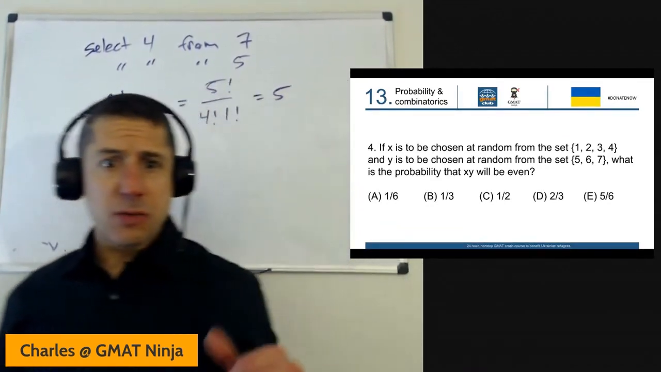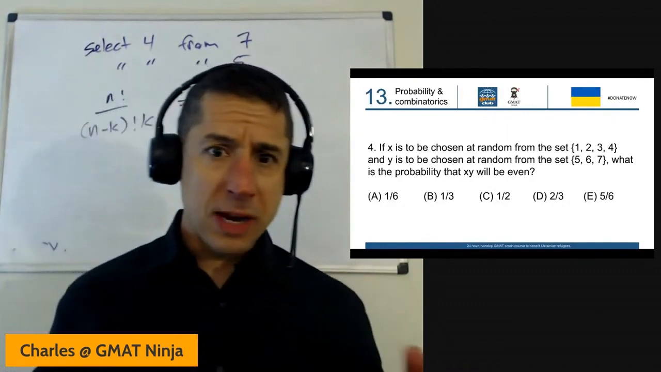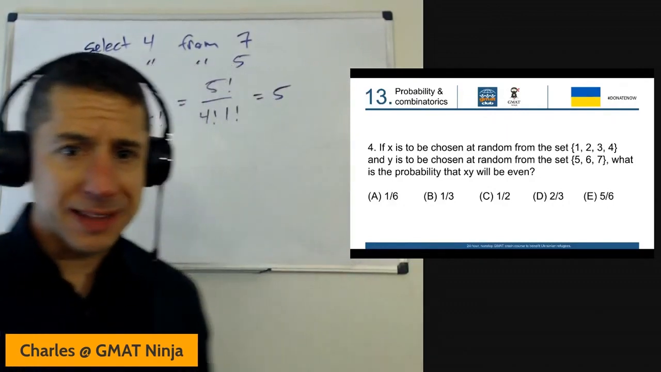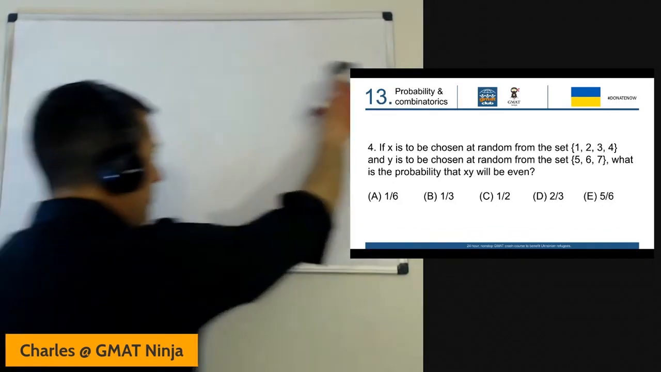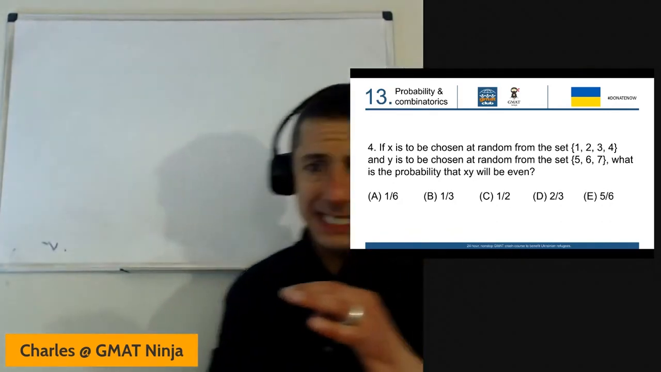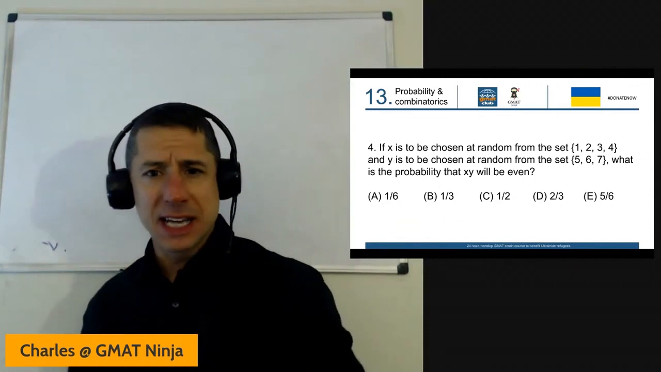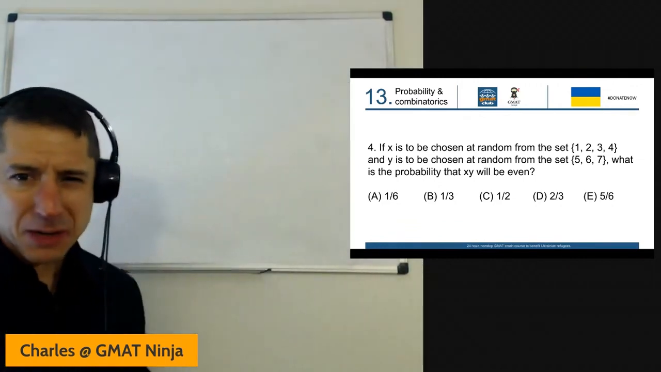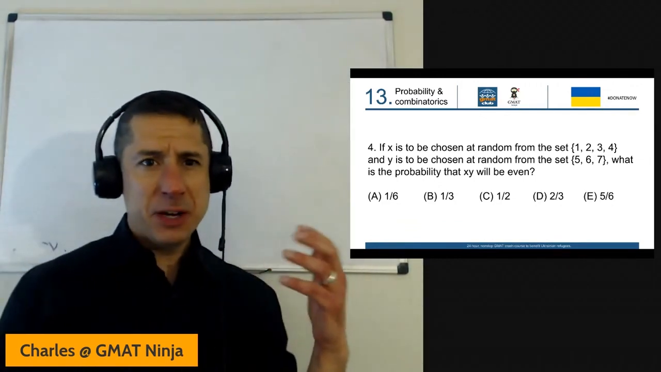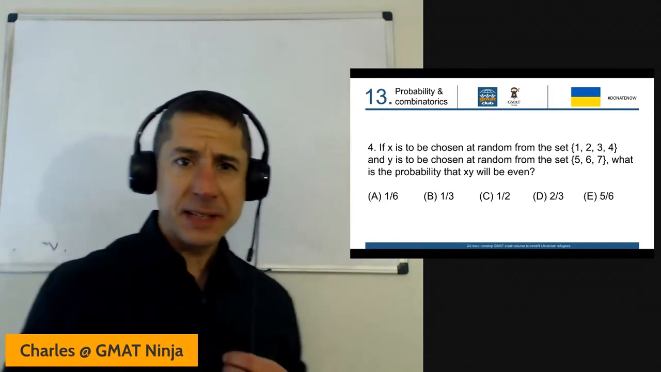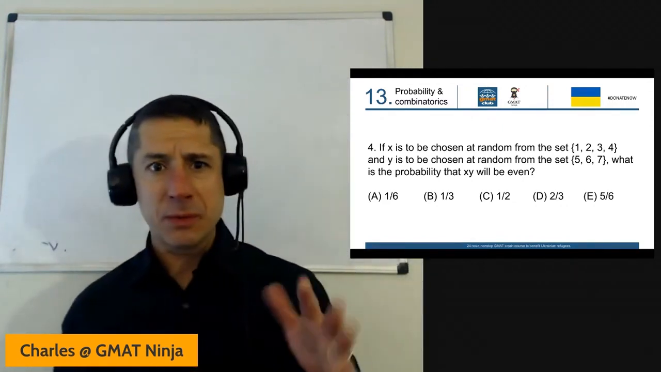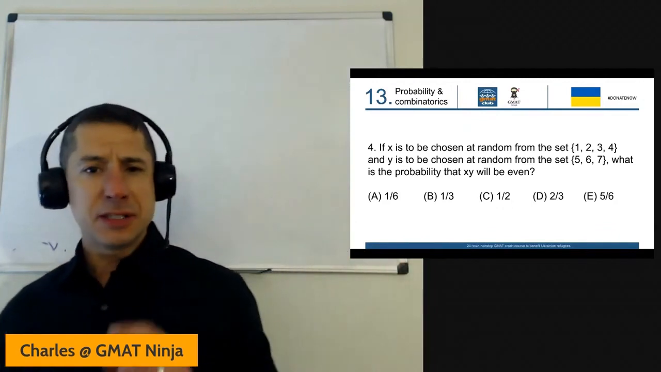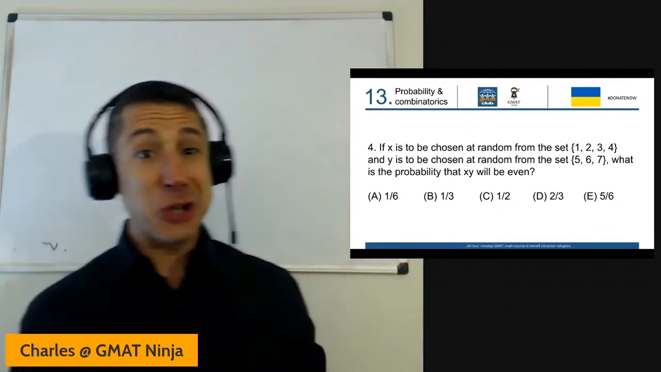Okay, if X is to be chosen at random from the set 1, 2, 3, 4, and Y is to be chosen at random from the set 5, 6, 7, what is the probability that the product will be even? Quick little bit of basic definition of probability, really. If you're fairly new to probability, if you're struggling with it, and looking at the data, I suspect probably about half of you have some basic struggles here. Just the vocal people on the live broadcast don't often.